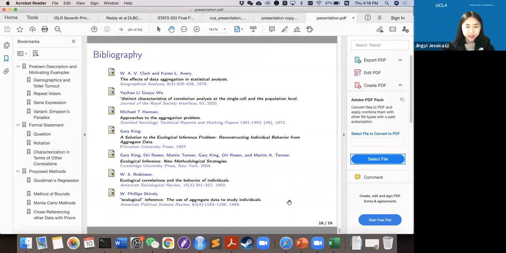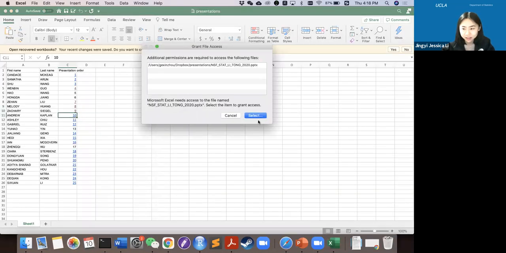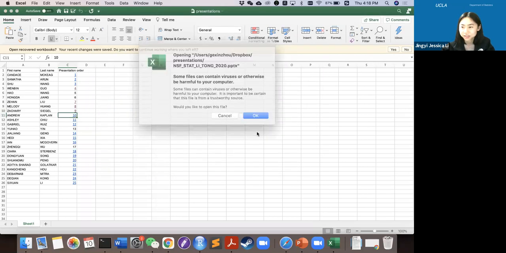That's very informative. So yeah, just as a one sentence summary for your part, I think the ecological fallacy is about the difference between aggregated data and individual data.